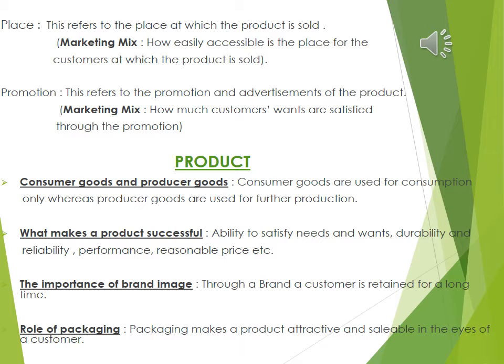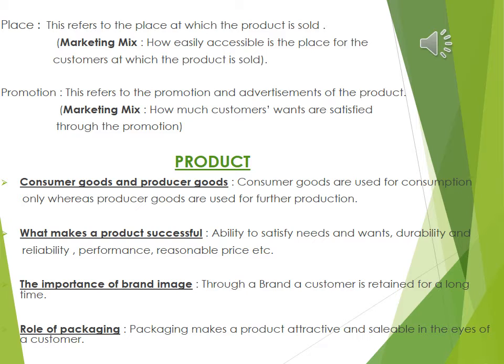First of all, the topic that is discussed about a product is consumer goods and producer goods. First, we need to understand what is a consumer good and what is a producer good. A consumer good is a good which is consumed and finished, whose aim is to be consumed. That's it. It is made with the purpose of being consumed.